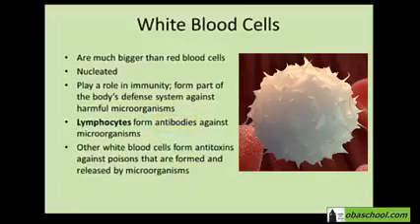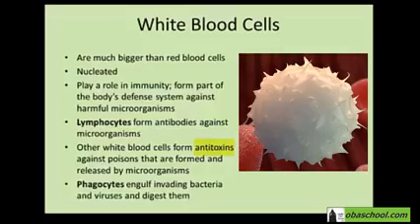Other types of white blood cells form antitoxins against poisons which are formed and released by microorganisms. So some types of microorganisms such as bacteria can release toxins which are actually fought by the white blood cells. So different white blood cells have different mechanisms for fighting.